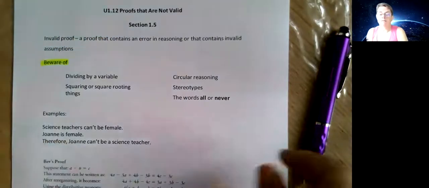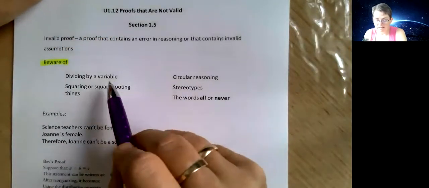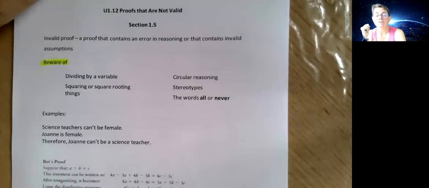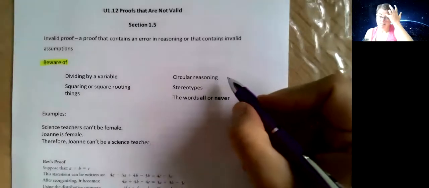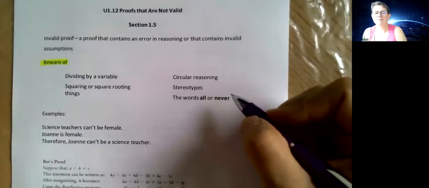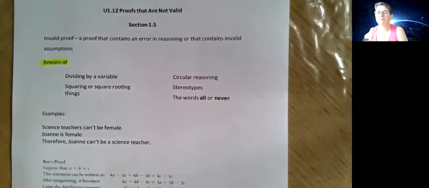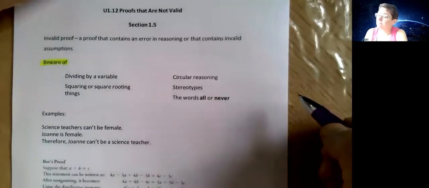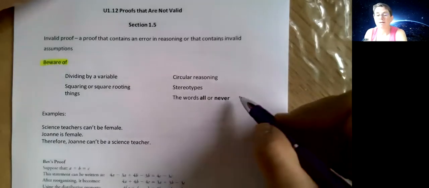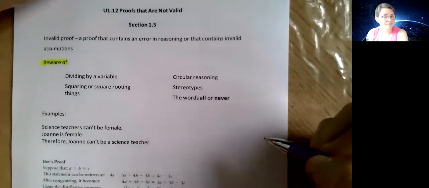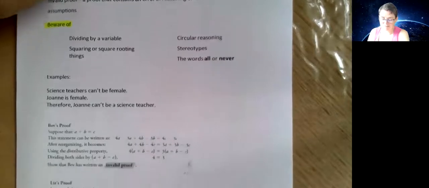If you ever have to find one of these, basically look at dividing by a variable. Anytime you're squaring or square rooting stuff, that can add extra solutions that don't make sense. Circular reasoning, there's an example down here that talks about it, is like using your assumption to prove it at the end. Anything that contains a stereotype. And also, I'm always really leery anytime in math when you have the word all or never in it. All right, let's look at some examples.